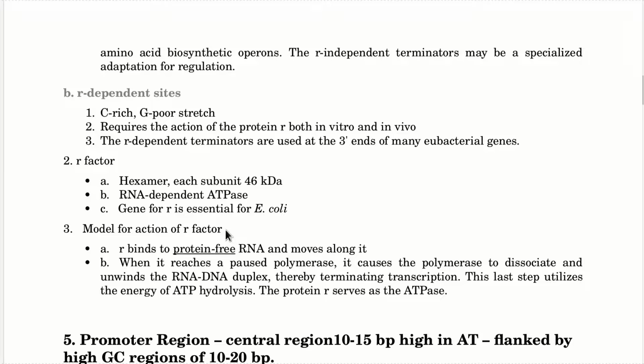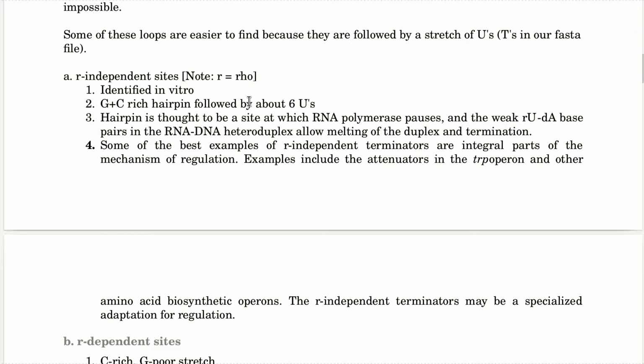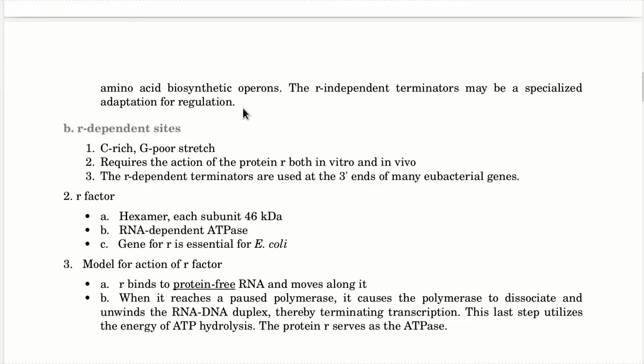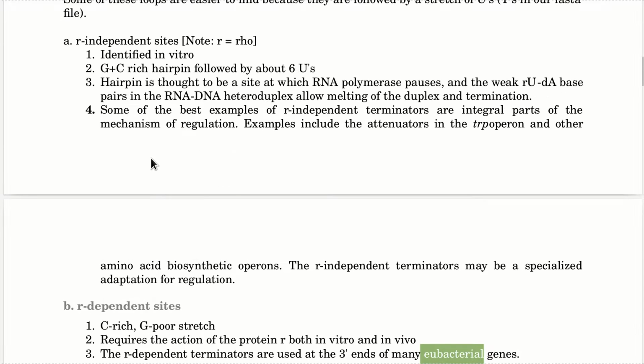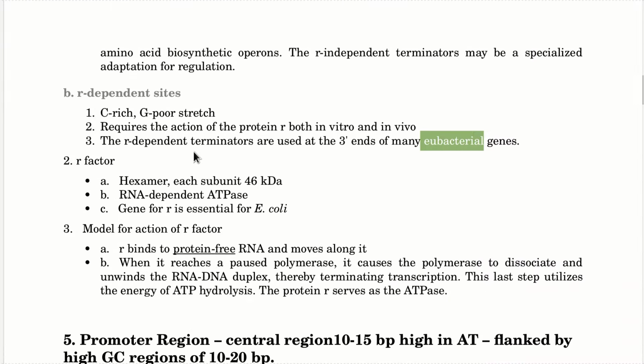Now, rho dependent terminators are C rich, G poor. This is just a place where a protein, instead of the hairpin loop causing it to fall off, you're essentially going to have a protein that sticks there and causes it to fall off. So it's a different one. And notice it says it's at the 3' end of eubacterial genes, so slightly different. For our E. coli, we should look for this one. All right, and that's why I looked at it.